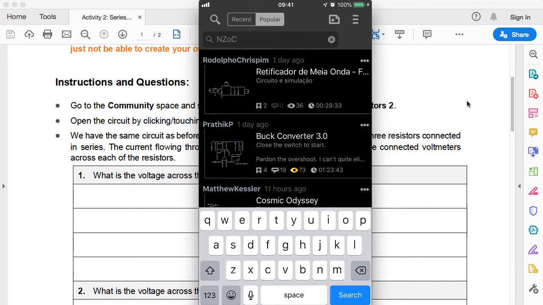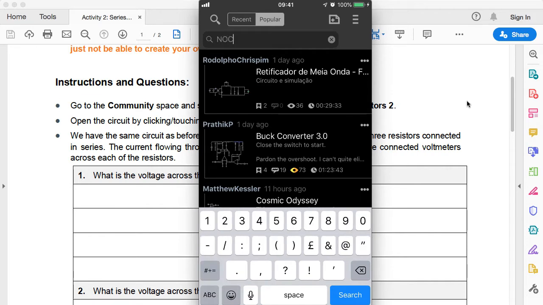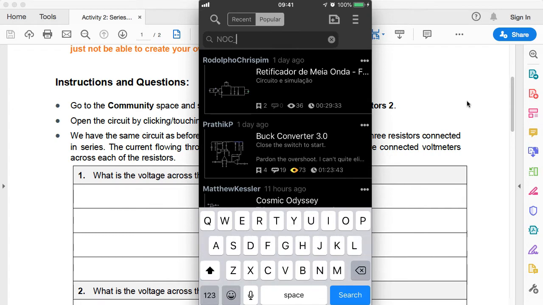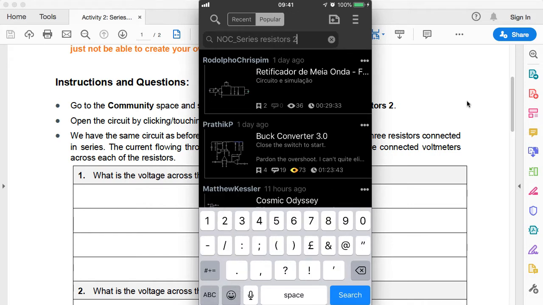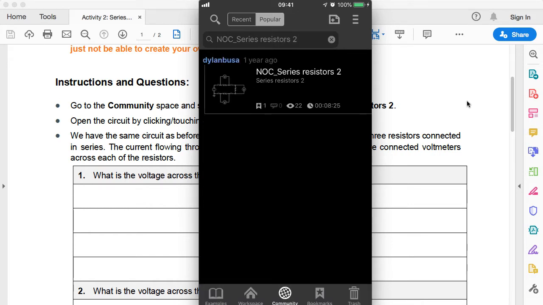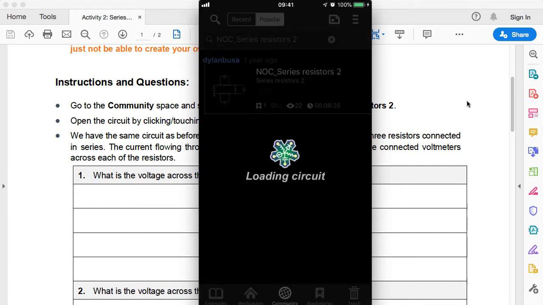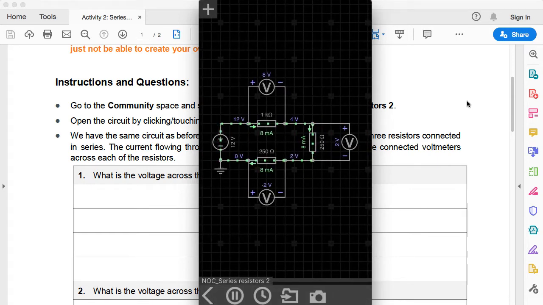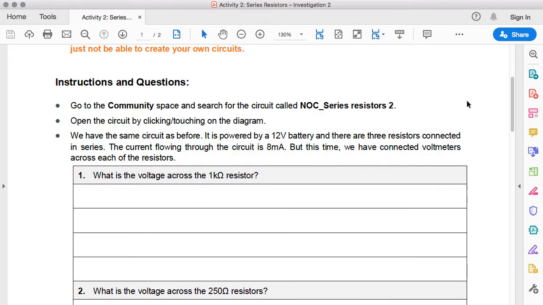NOC_series resistors 2. In this case I only get one result up, and that is the result that I would like. So I'm going to open up that circuit. Okay, there it is. Now going back to the worksheet.